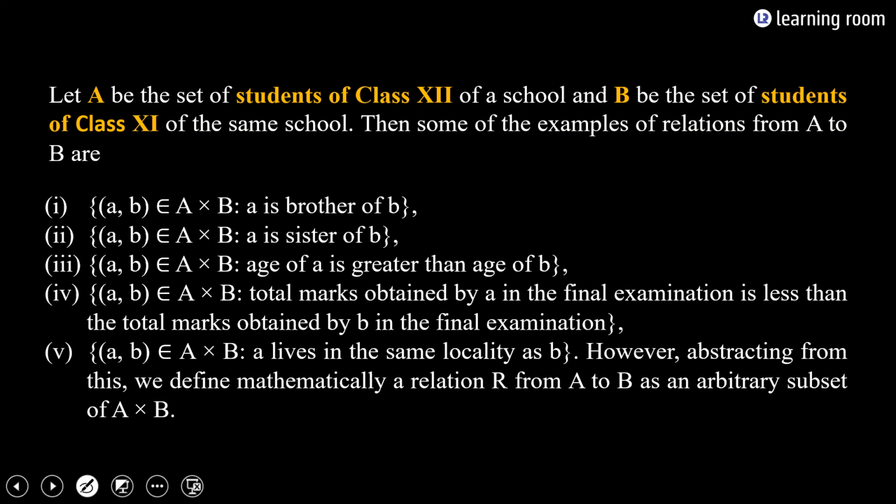Okay. So in this slide, I'm going to explain how the different kinds of relations can be expressed in a set builder form, right? So suppose I take A to be the set of students of class 12 of a school and B to be the set of students of class 12, class 11 of the same school. Then some of the examples of relation from A to B are, so how do you write them? What are the elements of a relation?